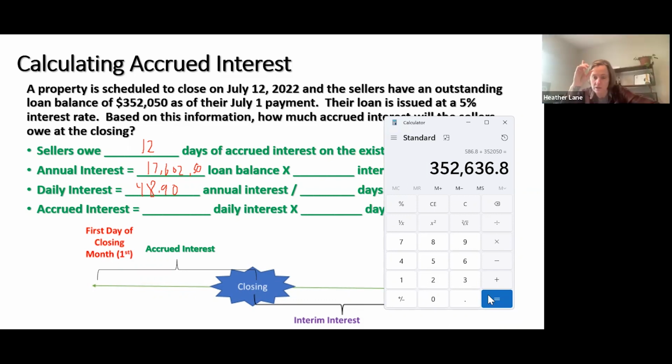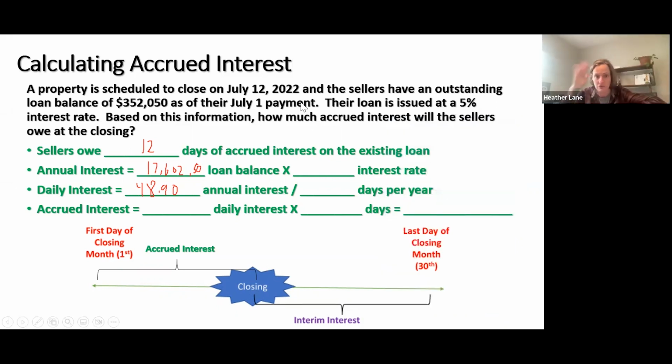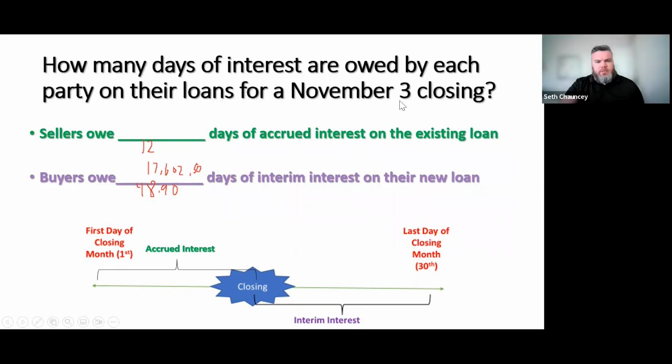I'm sorry, I have a question. The screen before, we closed on November 3rd, and you said that the seller only owed 2 days. No, 3. Okay, because I wrote down 2 when it was said, now it just completely threw me off. No, 3 days. Good, much better. Thank you. Yep.